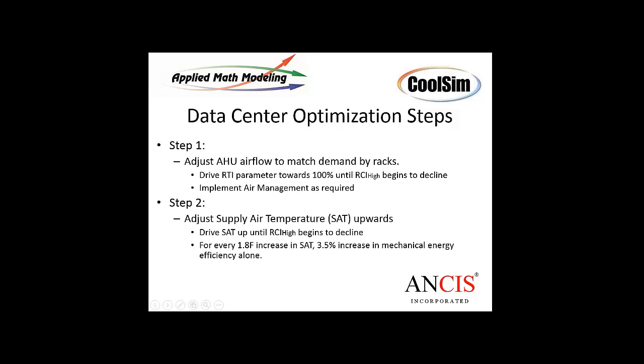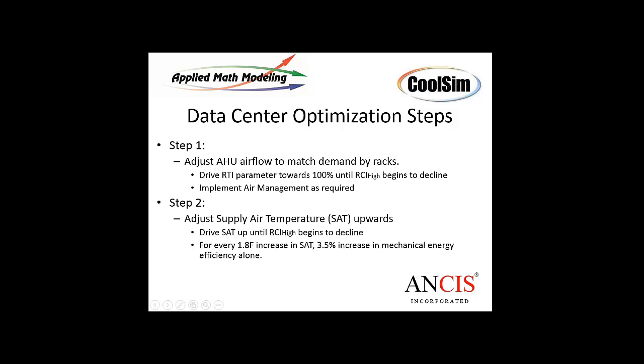Then we implement air management as required and then begin working on supply air temp and find the upper limit. What is the optimal design point for this data center? How low can I run the flow, the airflow coming into the room before the racks get hot? And how high can I run the supply air temp before the racks get hot?